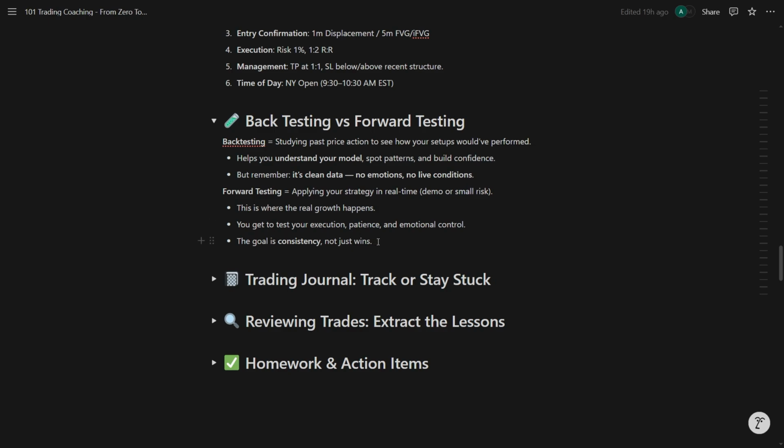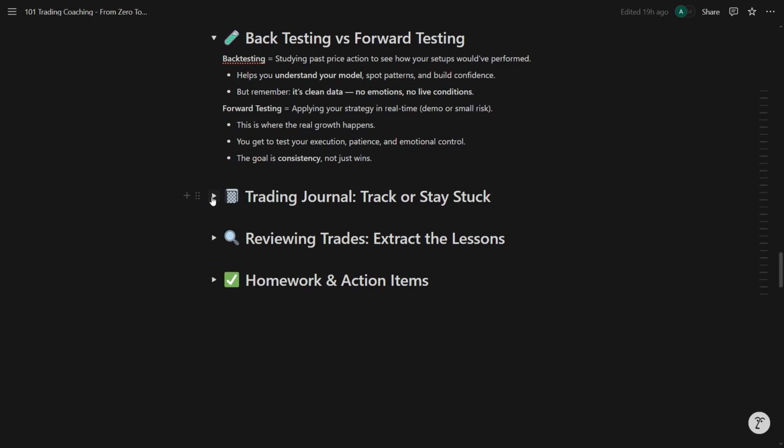It's not to make profits. So this is where trading takes a long time. You have to back test, forward test. You have to go through a lot of stages before actually putting real risk on. You understand? Any questions so far? No, it seems straightforward.